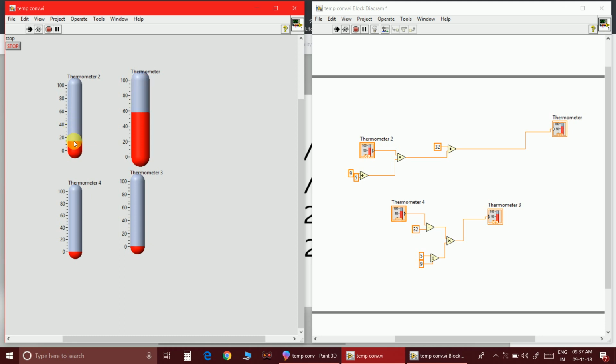So now you can see that you are converting, this is thermometer 2, meaning this is the input in Celsius and you are getting the output in the Fahrenheit scale. Similarly, you can change this in Fahrenheit and you can observe the change in the Celsius scale.